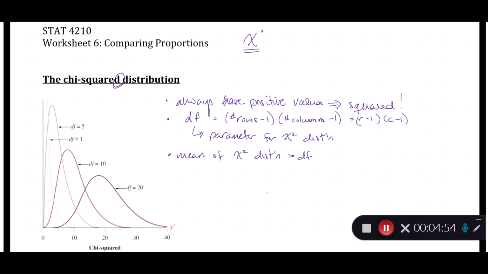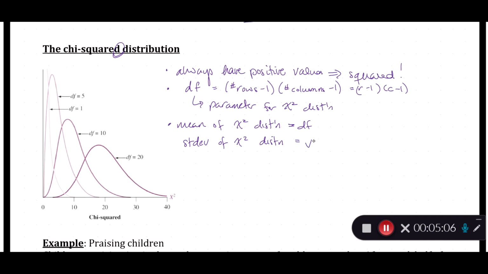We also know that the standard deviation of the chi-squared distribution is the square root of 2 times the degrees of freedom. So as the degrees of freedom increases, the standard deviation also increases. With more and more degrees of freedom, there is more and more variability. And this can be seen with the plot here on the left.